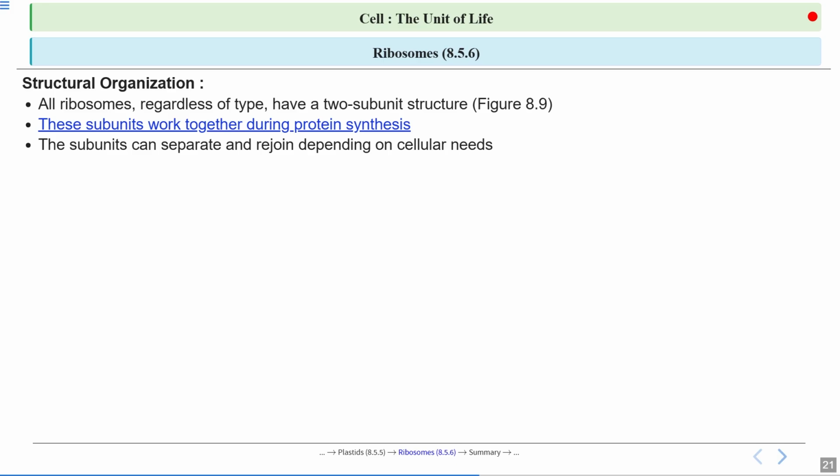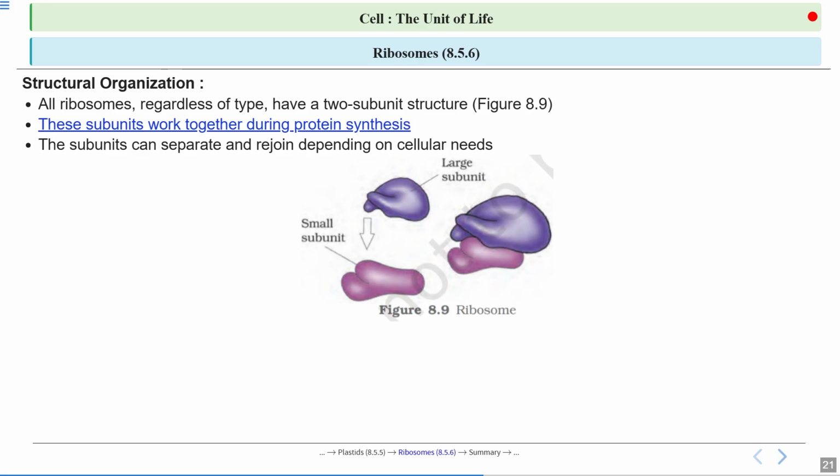These subunits can separate and then rejoin depending on the need of the cell. So if protein synthesis is required, then these two subunits combine together to form the complete ribosome, and then they translate the messenger RNA into proteins. You can see this is the structure of the ribosome. Here you can see the complete ribosome, which consists of a smaller subunit and a larger subunit. The smaller and larger subunit fit together and form the complete ribosome during the translation process.